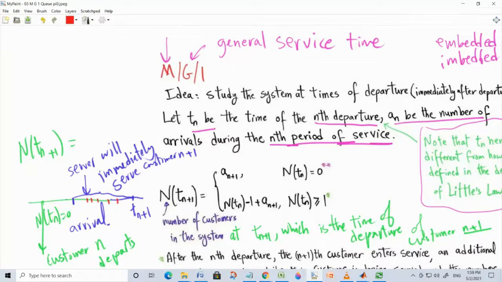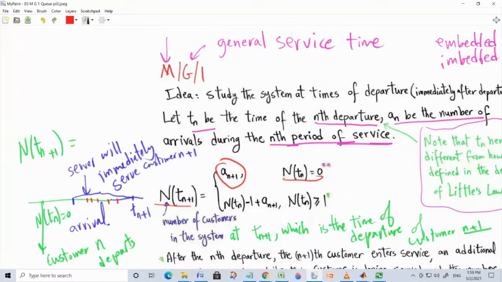This customer will depart from the system at Tn plus 1, and how many customers will be in the system at the time of departure of customer n plus 1? Then N of Tn plus 1 is exactly equal to the number of arrivals during the service time of customer n plus 1. By definition, this quantity is A(n+1), because we defined An to be the number of arrivals during the nth period of service.